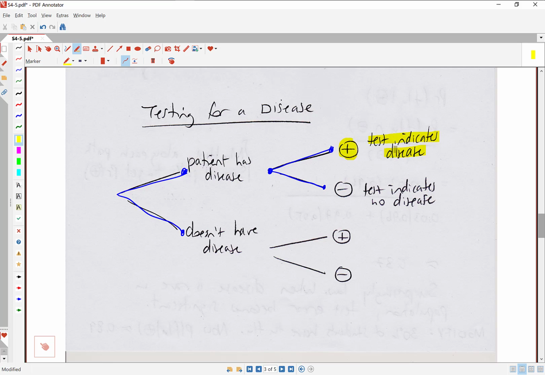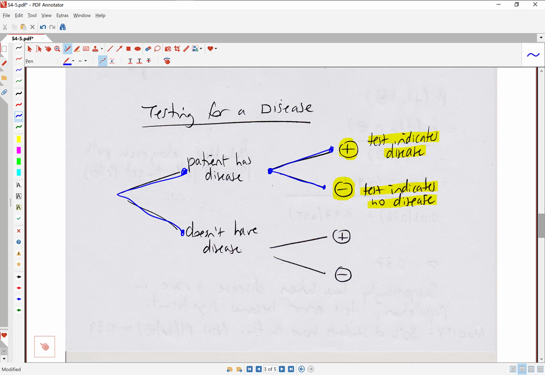Now remember that medical tests are not perfect. Just like anything in the real world, not perfect. There can be human error, equipment error, etc. that causes occasional errors in the test. So to say the test indicates the disease is not quite the same thing as actually saying that the patient has the disease. Similarly, the test could be negative, and that would mean the test indicates no disease. So that probably means that the patient doesn't have the disease, but again, tests are not 100% accurate.